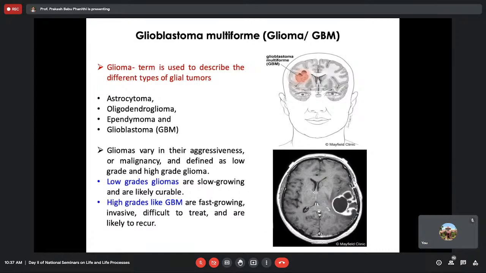It is glioblastoma multiforme, also called glioma or GBM. This term is used to describe the different types of glial tumors: astrocytoma, oligodendroglioma, ependymoma, and glioblastoma. They can also be divided into low grade and high grade. In the picture, on the right side of the human brain, in the frontal lobe, glioma is basically seen in the cortex, especially in the frontal area. The one below is the MRI picture of the glial tumor.